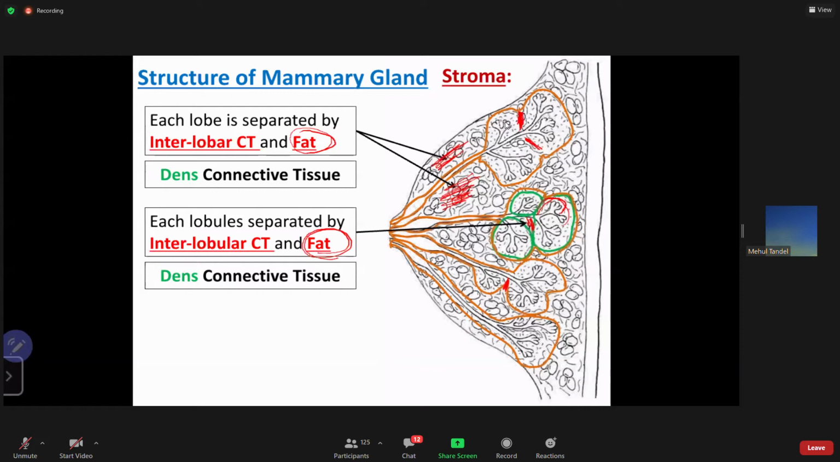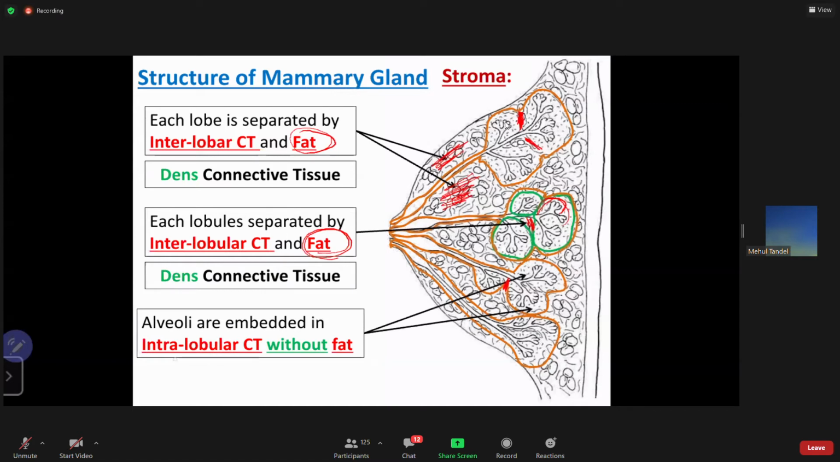The last part, surrounding the alveoli, is known as intralobular, within the lobule. Intra means within. Alveoli are embedded in the intralobular connective tissue without fat. Here there is no fat. Alveoli are never covered by fat. Remember, here we have the alveoli, surrounded by intralobular connective tissue.